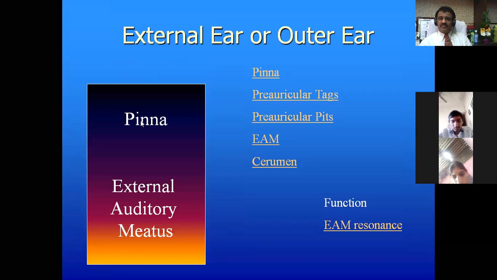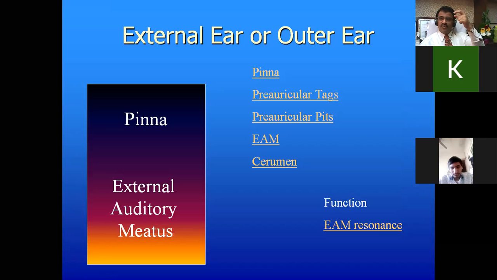It has got a pinna. Pinna means the part of the ear which we can hold in a hand. It is also called auricle. And from pinna, there is a pipe or a canal which is called external auditory meatus. It is quite long. So you got a pinna, then you got peri-auricular tags, peri-auricular pits, external auditory meatus, and cerumen.